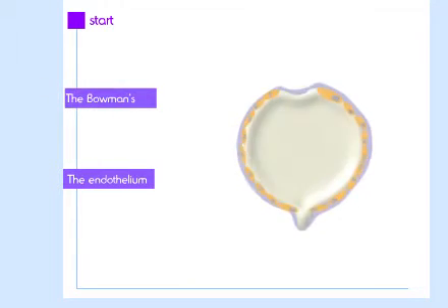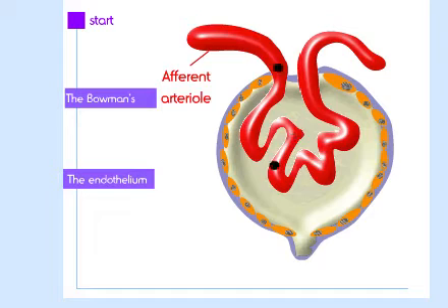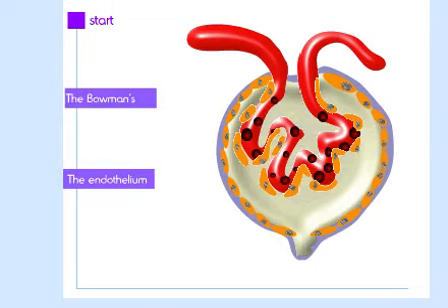The Bowman's capsule and glomerulus together form the renal corpuscle. Blood enters the glomerulus via the afferent arteriole and exits in the efferent arteriole. The endothelium of the glomerulus contains pores and lies adjacent to the capsule membrane, which also contains pores called filtration slits. This leaky endothelial capsular membrane can therefore filter water and substances from the blood into the nephron.